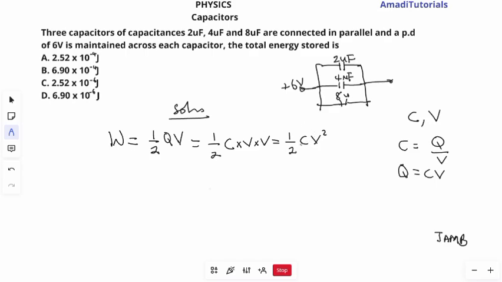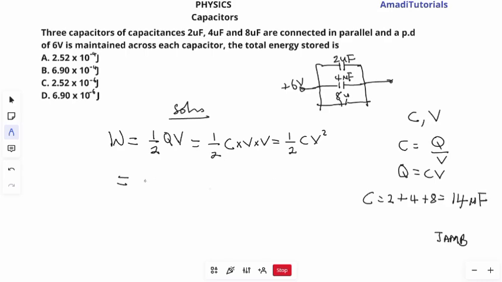Okay, so in this particular formula that will give us what we want, C here means the total capacitance of the system. Now, how do we get total capacitance? Since it is a parallel connection, the total capacitance is simply the sum of the capacitances. So you add the first one plus the second one plus the third one. So equivalent capacitance C equals 2 plus 4 plus 8, which gives you 14 microfarad.